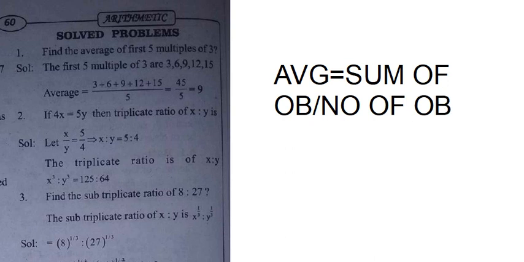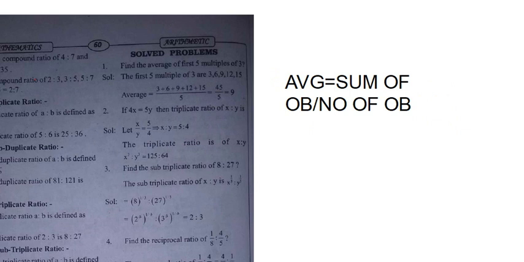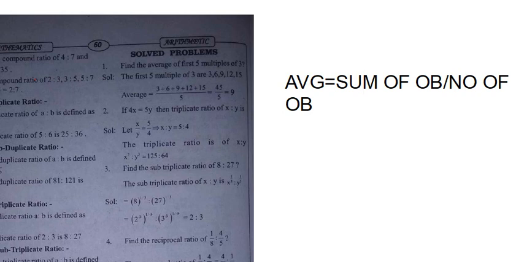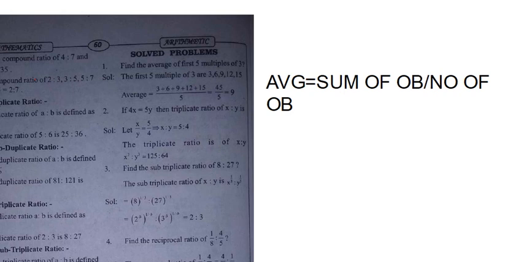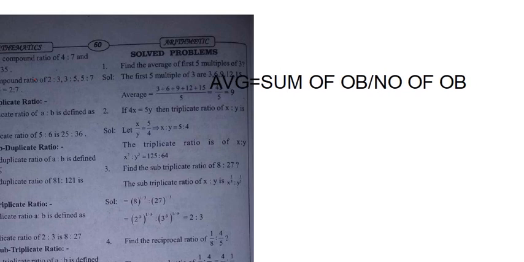Okay, they are asking us the first 5 multiples of 3. Multiples means the numbers that are multiplied by 3, the 3 table. What are the first 5 multiples of 3? 3 ones are 3, 3 twos are 6, 3 threes are 9, 3 fours are 12 and 3 fives are 15. Yes or no? They are asking the average of the first 5 numbers. What did I tell you? Average means sum of observations by number of observations, no?